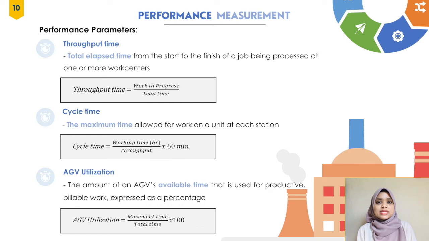Throughput time is total elapsed time from start to the finish of a job being processed at one or more work centers, while the cycle time is the maximum time allowed for work on a unit at each station, and AGV utilization is the amount of an AGV's available time that is used for productive work, expressed in percentage.